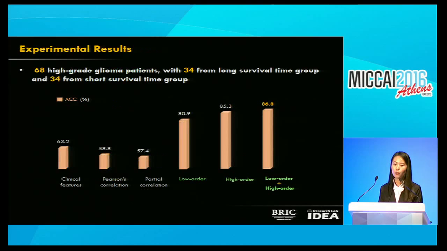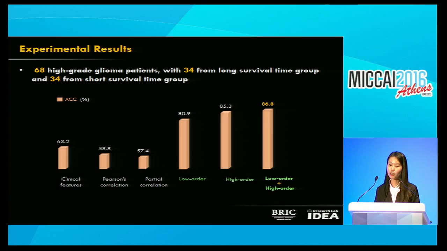Now we show the experimental results. We use 68 high-grade glioma patients with 34 from the long survival time group and 34 from the short survival group. The prediction accuracy of using clinical features is only 63.2%. When we use Pearson's correlation or partial correlation, the accuracy is even worse than using clinical features.